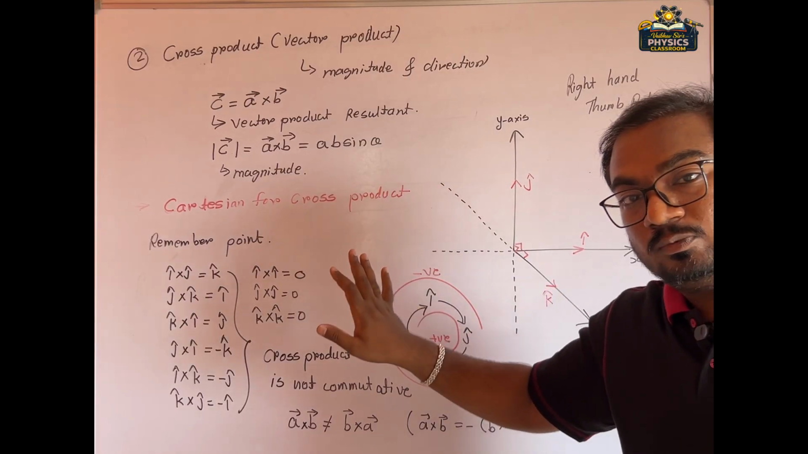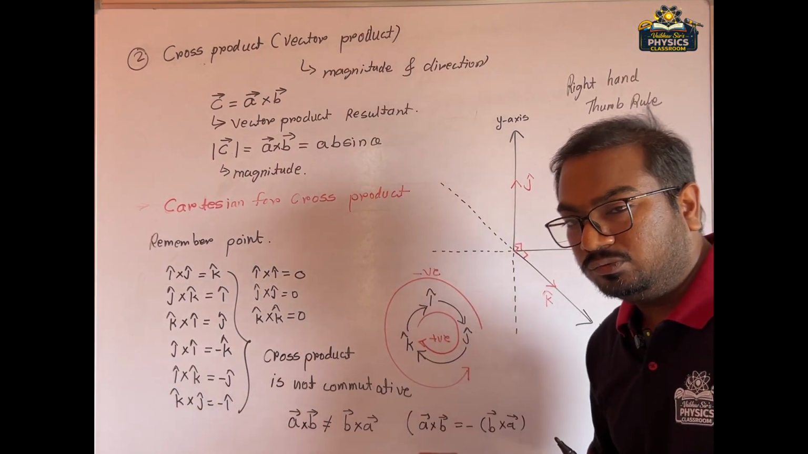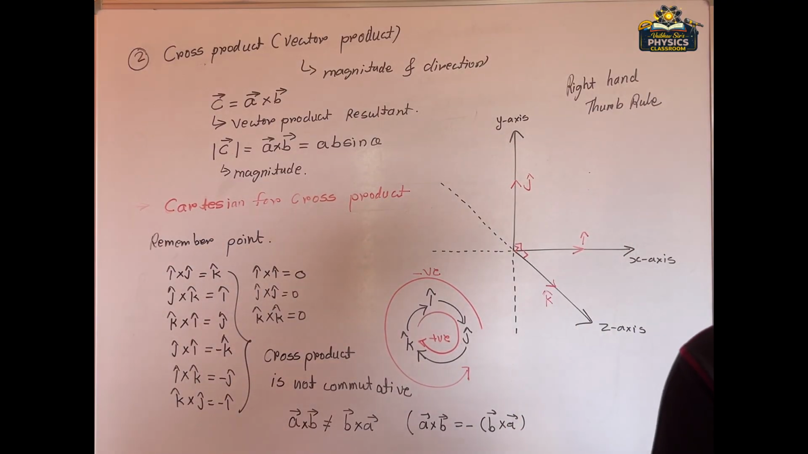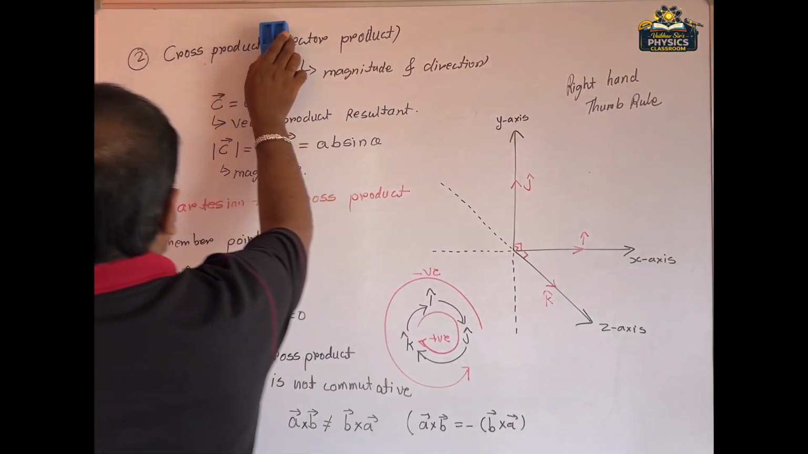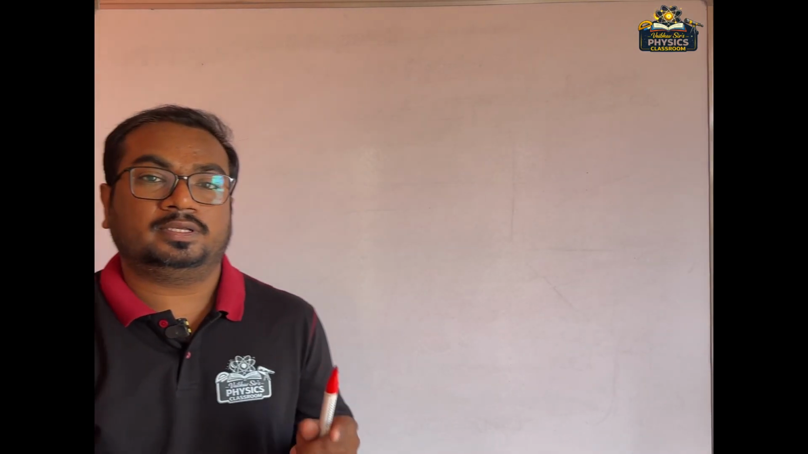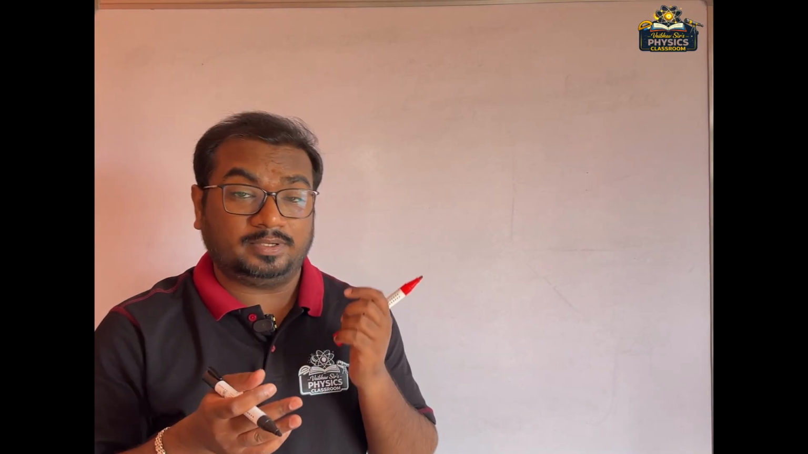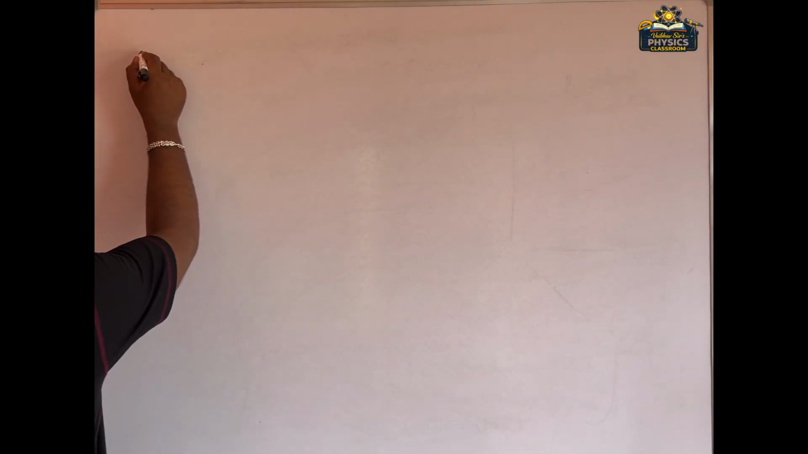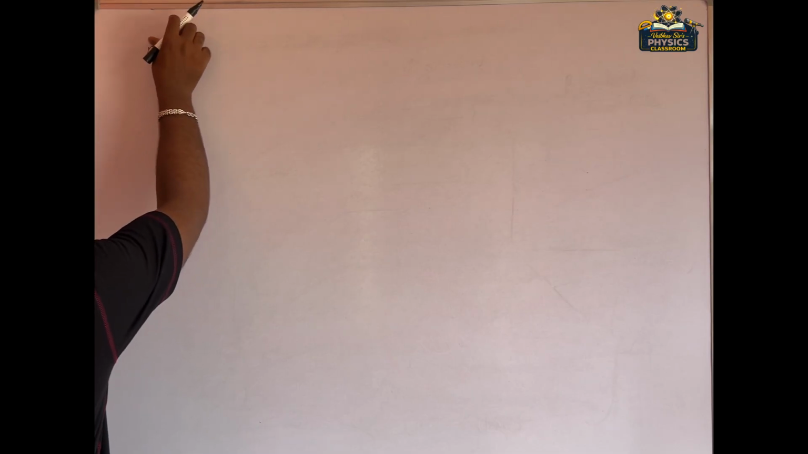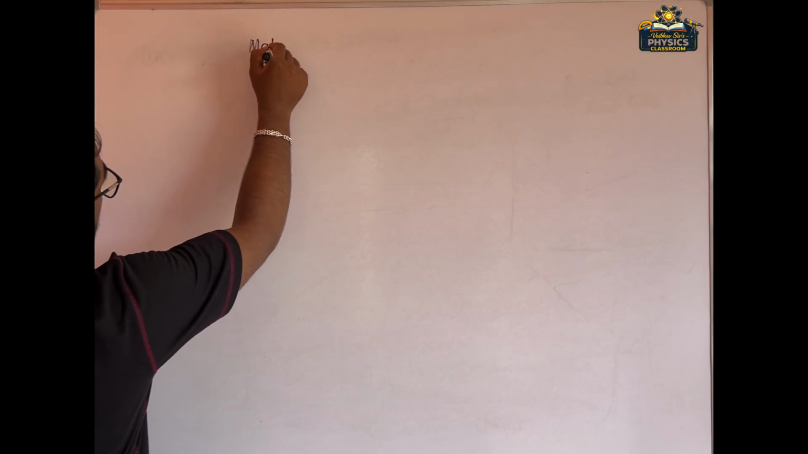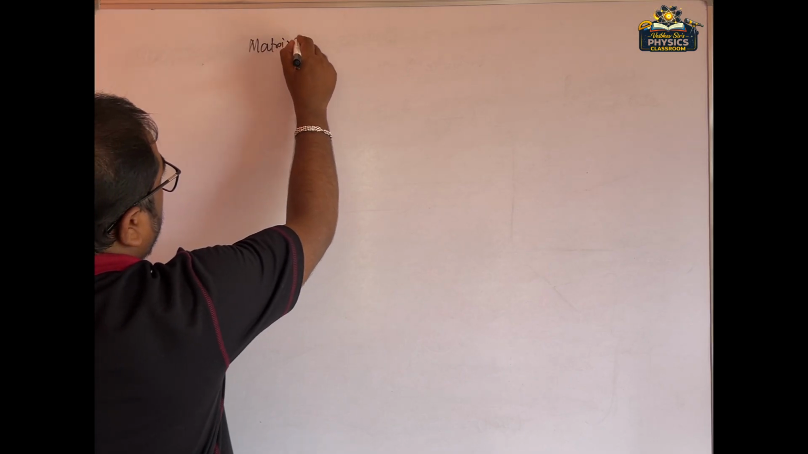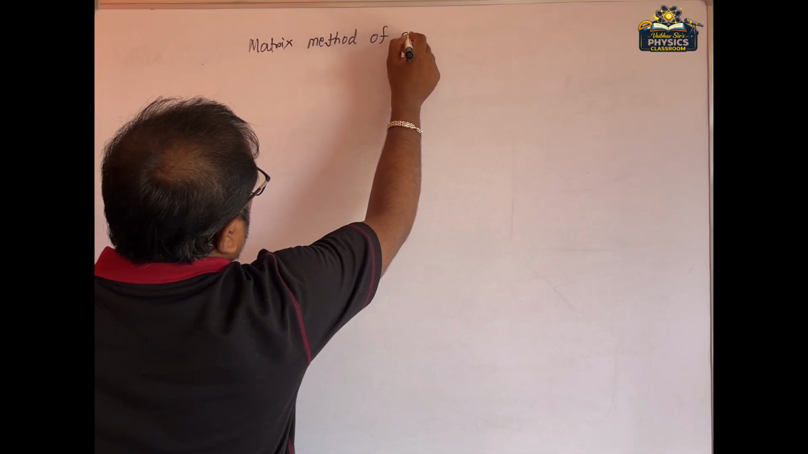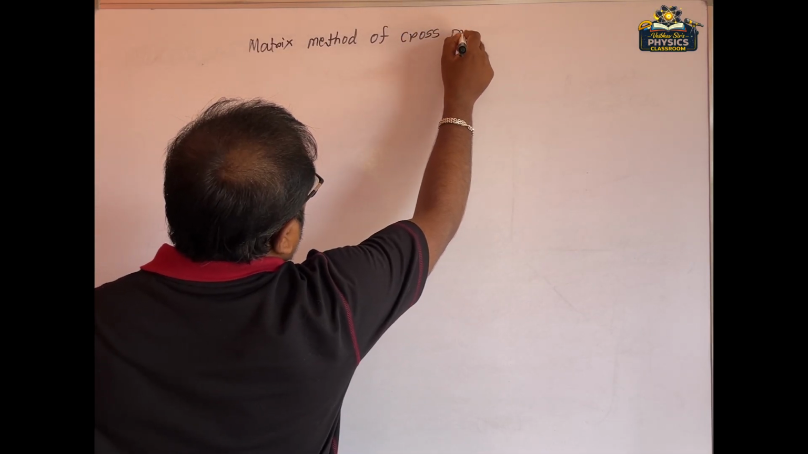Okay, so now we will discuss how we can get the values within the Cartesian form. There is a small, simple method. With this method we can easily multiply the two vectors in the cross product. So this is called the matrix method of cross product.